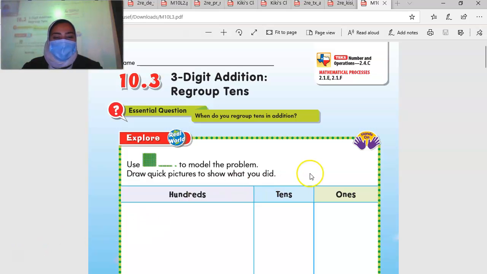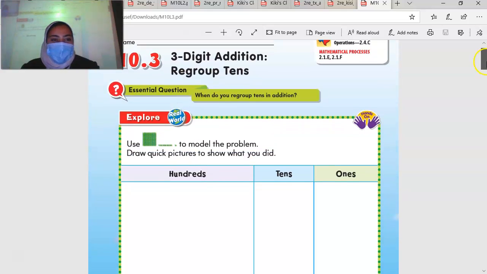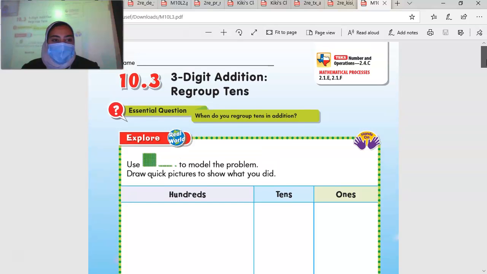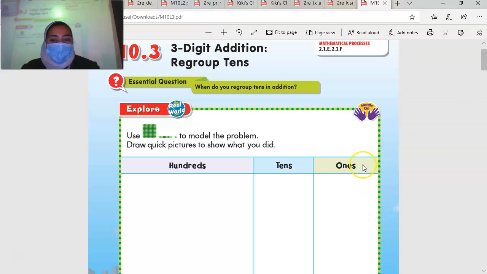All right, hi. We are on Go Math lesson 10.3. We are discussing three-digit addition, regrouping tens today. The last lesson we did, we were regrouping ones. That means if the ones place value was larger than 9, then we had to bring it over to the tens place. Today's main lesson is if the two tens put together make more than 9, then you have to regroup to the hundreds place. Let's learn more about this.